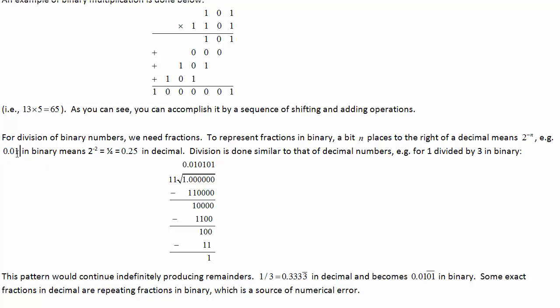Anyway, 0.01 means 2 to the power of -2, right? If it was 1 over, that would mean 2 to the power of -1. So 0.01 in binary means a quarter.